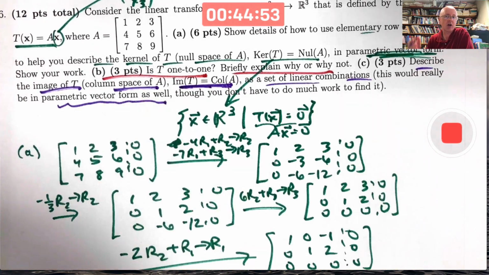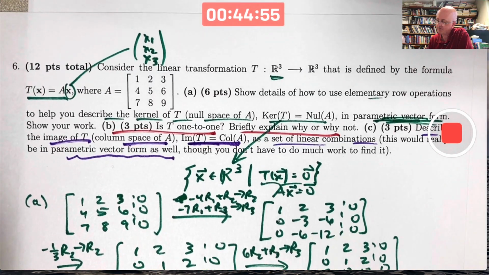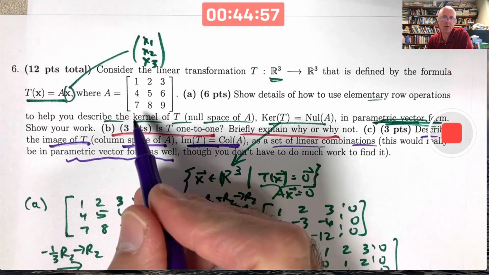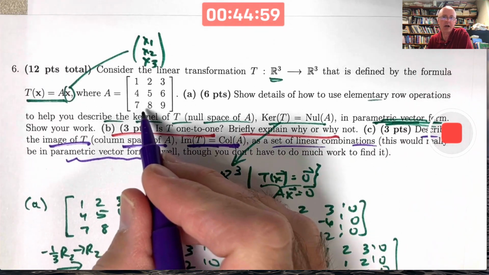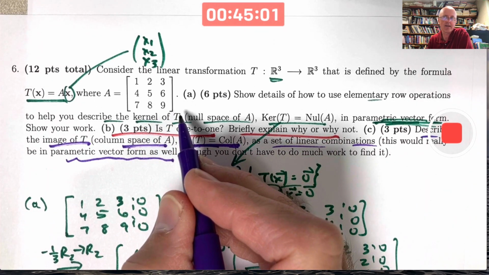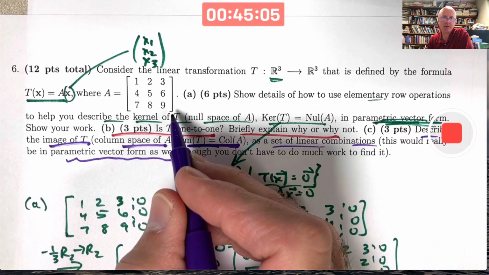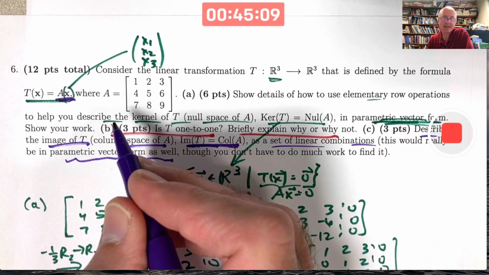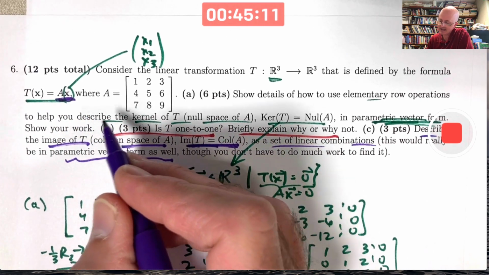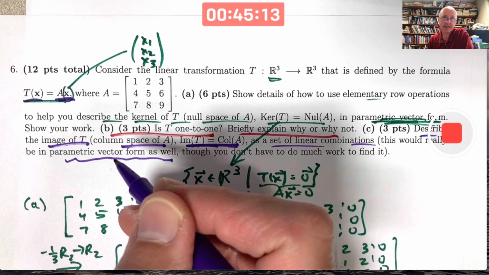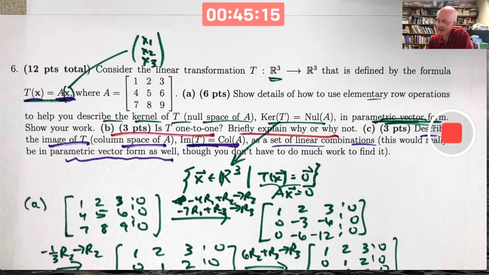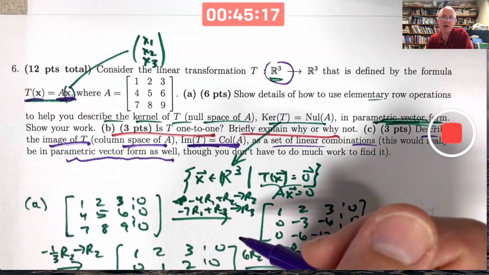The image of T is the set of all outputs of T. It's the same as the column space of A, which by definition is the set of all linear combinations of the columns of A. When I form linear combinations of the columns of A, I'm describing A times x for various x's. That's the same as T of x for various x's. It's the same as the image, as x varies over all of the domain, all of R3.